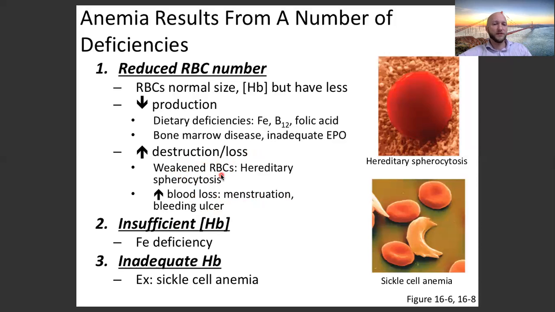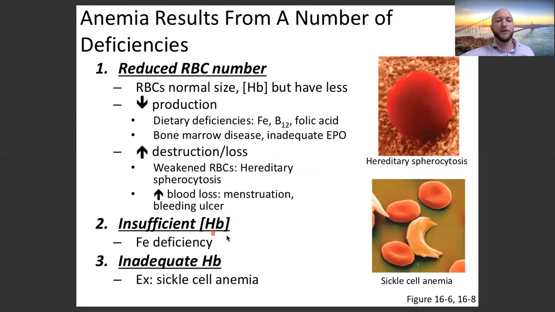Weakened red blood cells might lead to premature destruction, like hereditary spherocytosis. Here's a picture of a red blood cell. So sphero is like sphere, cytosis, cell. It doesn't have the normal shape, and it's prone to early destruction.